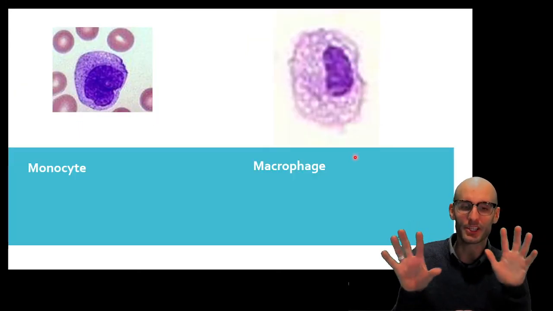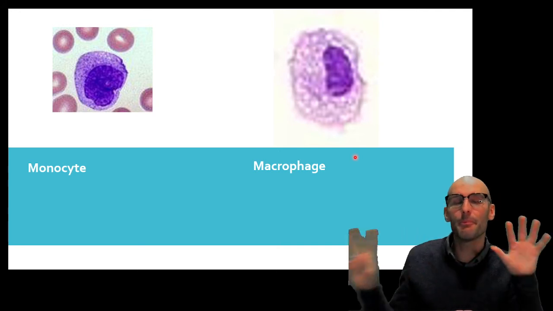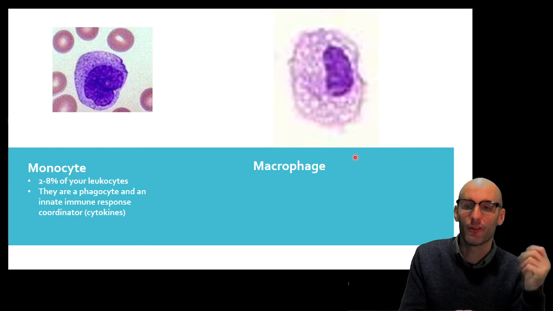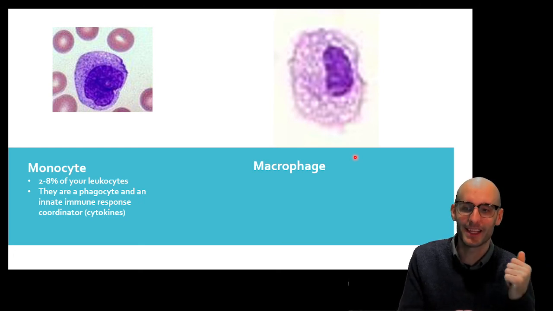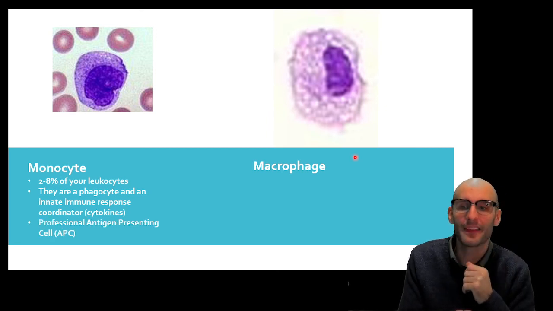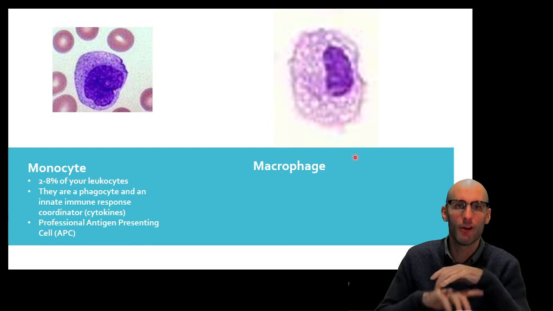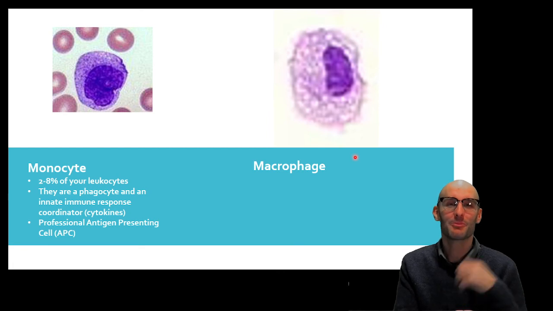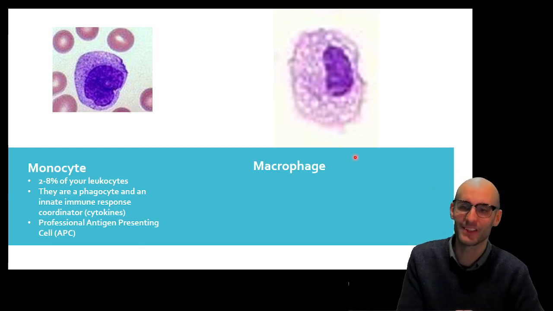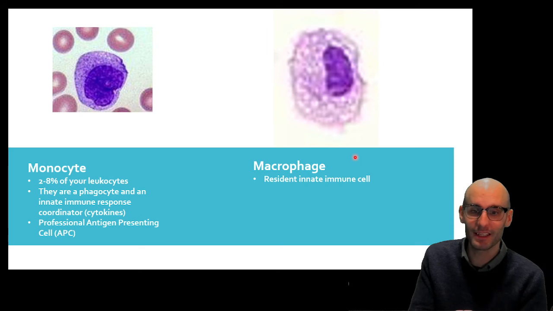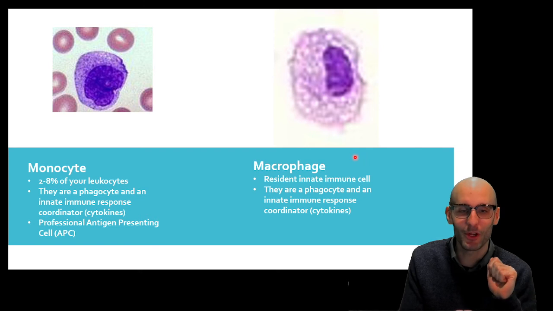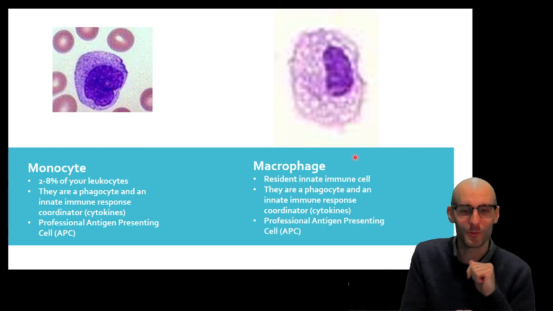So what I want to do to get an idea of what the macrophage does, let's compare the macrophage and the monocyte. So the monocyte is a circulating leukocyte. They are phagocytes, but they also coordinate the innate immune response and some of the adaptive immune response with cytokines. And they're a professional antigen presenting cell. They have a whole machinery designed around doing that professionally, right? Presenting the antigens from what they eat, the pathogens that they eat. The macrophage is a resident innate immune cell rather than a circulating one. They're a phagocyte and they coordinate the immune response with cytokines, and they're also a professional antigen presenting cell.